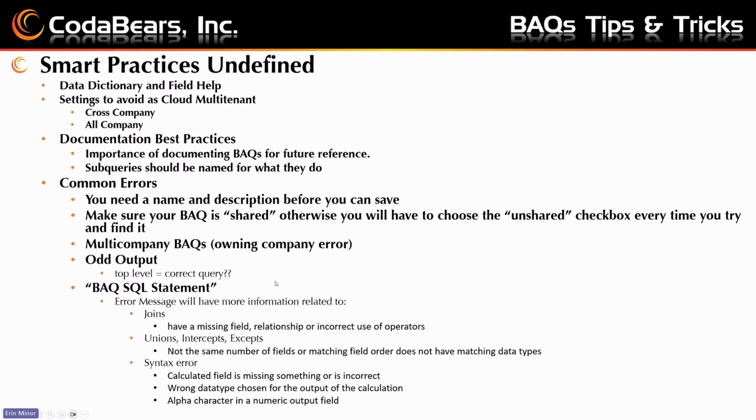Documentation, best practices. Make sure that your BAQ names are easy to understand, what they did and who wrote them and why. Also, subqueries should be named for what they do. So if you're chunking data into a smaller chunk, make sure you name them for what it's doing so you can remember later. Common errors, you need a name and description before you can save a query.